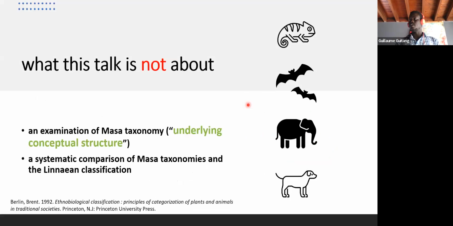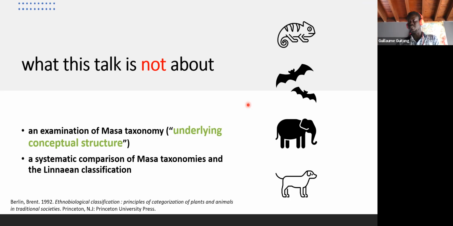What I will not do is a systematic examination of Masa taxonomies. That is, I will not look at the underlying conceptual structure behind the names that I'm going to show you. I will also not systematically point at correspondences or lack of correspondence between Masa folk taxonomy and the Linnaean, more scientific classification. For example, I will not tell you if Masa taxonomy does things like over-differentiation, that is cases where you take the same species in the Linnaean classification and the Masa languages create two or maybe three species out of the same species.